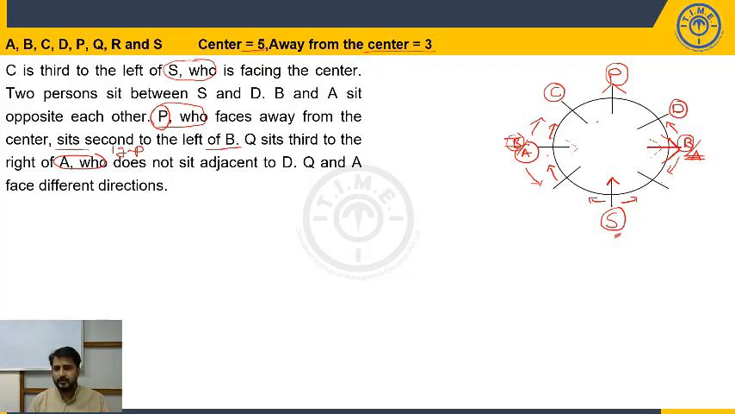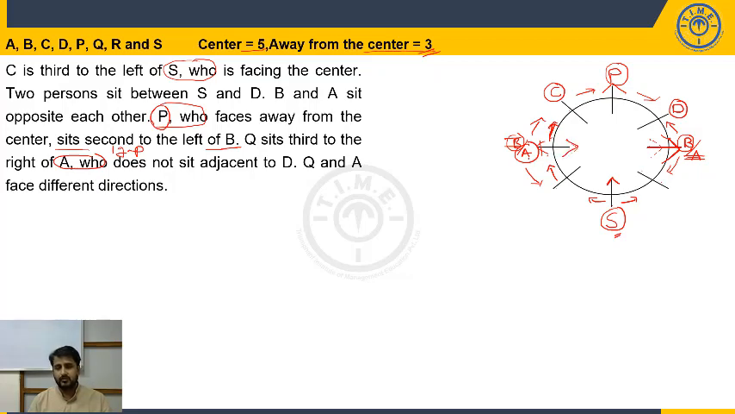So far, how many persons are facing away from the center? 2, P and B. But we have 3 persons facing away from the center, so let's find out. What is given here? Q sits third right of A. If I take A facing away from the center, third right, first right, second right, third right, we already have D. But we have to place Q. It means A cannot be facing away from the center, so A must be facing the center.